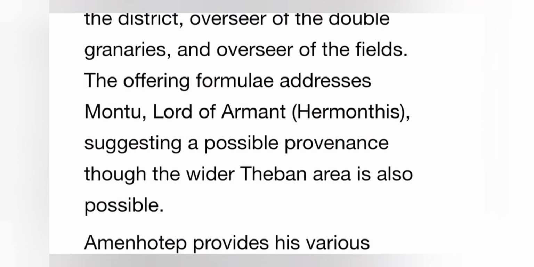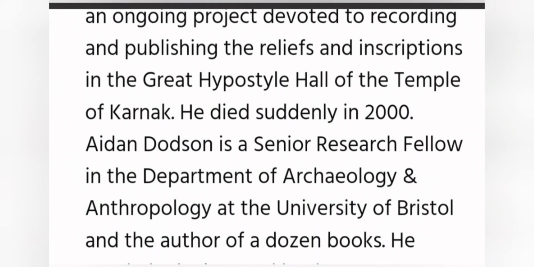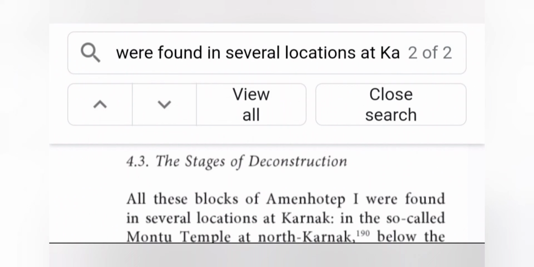So now this is from this archaeologist right here, and this is his book, and this is what it states. It says all these blocks of Amenhotep were found in several locations at Karnak, in the so-called Montu Temple at North Karnak. So we see that there is a connection with Amenhotep the First and Montu. Let's look a little further into this.